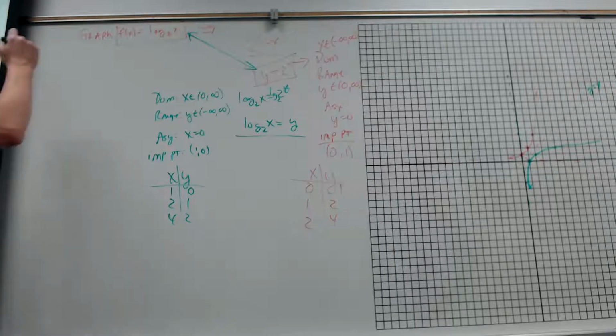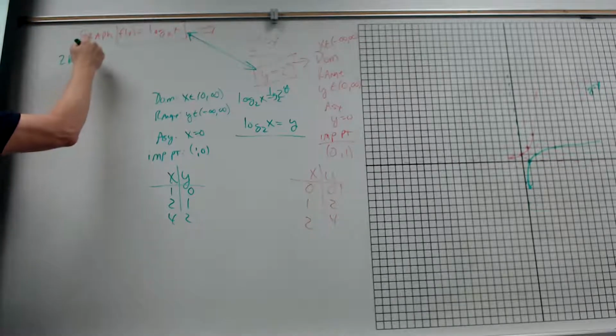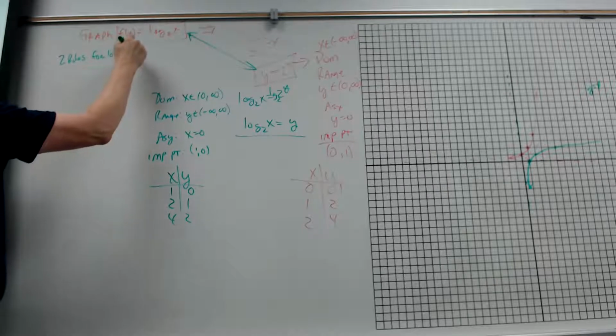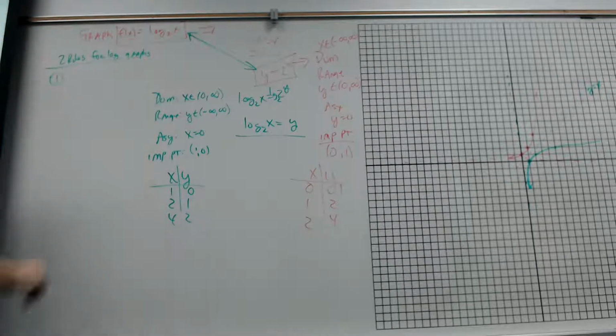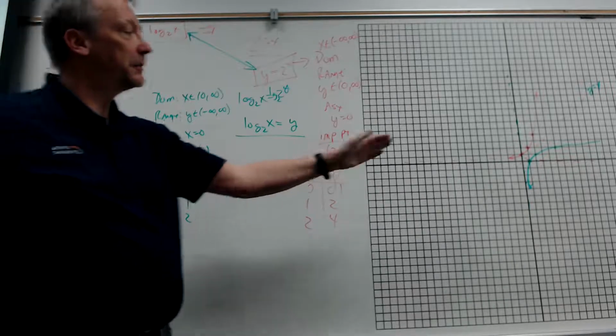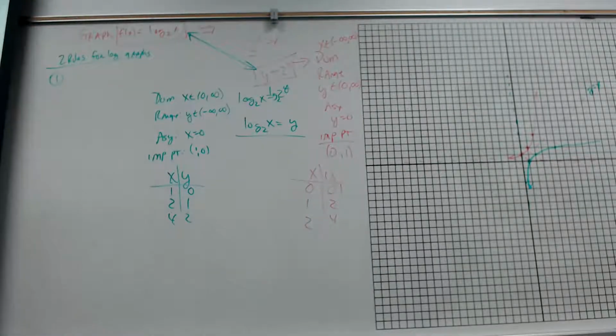So that leads to a couple of rules, two rules for log graphs. Rule number 1 is what? Well, I just have a question. What would symmetry over the origin look like? It could be symmetry over the origin, but that's not the definition of an inverse function. It's symmetry across the y equals x line. So it is possible, and yes, this would be symmetrical about the origin, but that's not the definition.